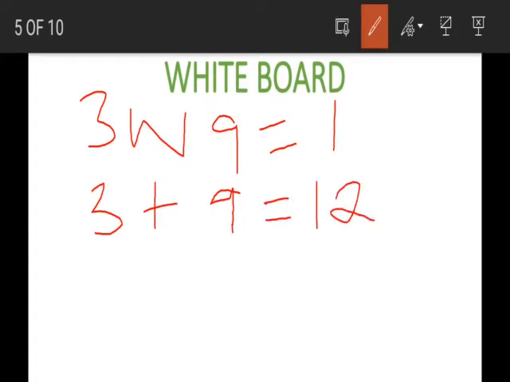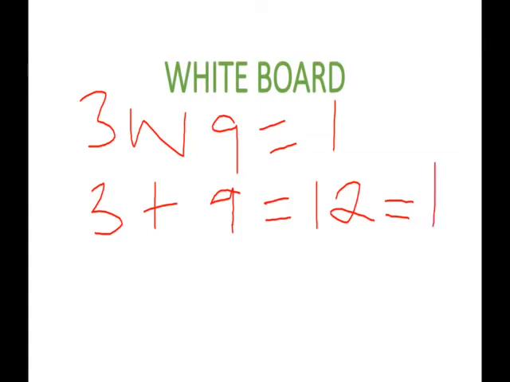In this very place, 1 is a code for 12. So wherever you see 1, that simply means 12. So 12 is represented by 1. So 3W9 equals 1 simply means 3 plus 9 equals 12, and the 12 in this very example means 1. That is it. Alright, let's go back.